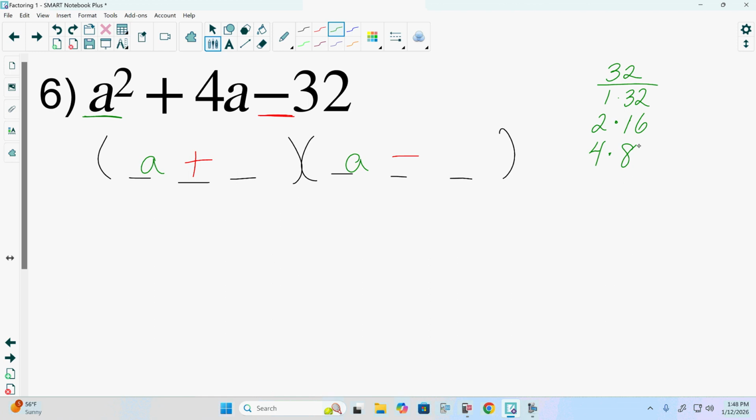5 is not a factor of 32 because 32 does not end in a 0 or 5. 6 is not a factor of 32 because the only way it could be is if both 2 and 3 are factors of 32. And that's going to be it because 7 is also not going to be a factor. So what do we want to try first? 4 and 8.